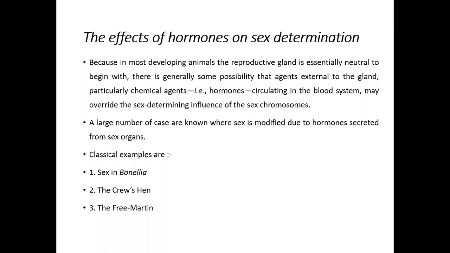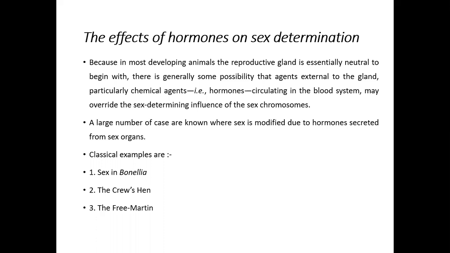The general theory of sex, as the result of balance between opposed tendencies, has been successively applied to the conditions found in many animals. In the higher animals, especially vertebrates, the secondary products of the sex glands, the sex hormones, may very considerably alter the final character. A large number of cases are known where sex is modified due to hormones secreted especially from sex organs.